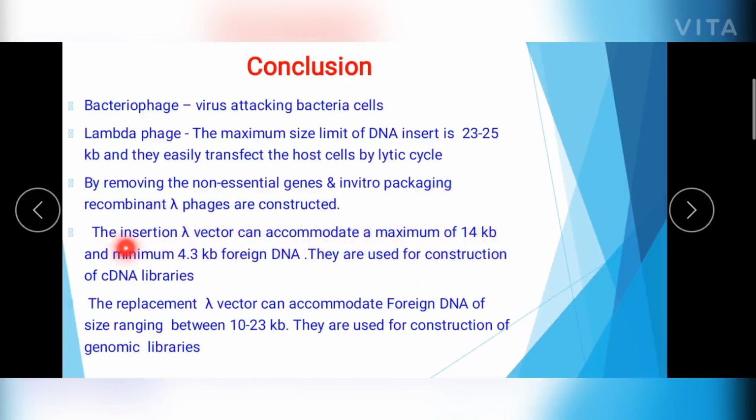So the two types of vectors which you have discussed are the insertion vector, which can accommodate a maximum of 14 kb of foreign DNA insert, and they are used for the construction of cDNA libraries. Whereas the replacement vectors can insert up to 23 kb of the foreign DNA, and they are generally used for the construction of genomic libraries.